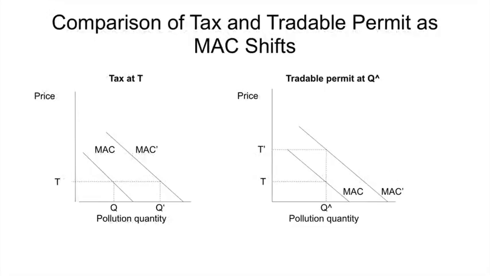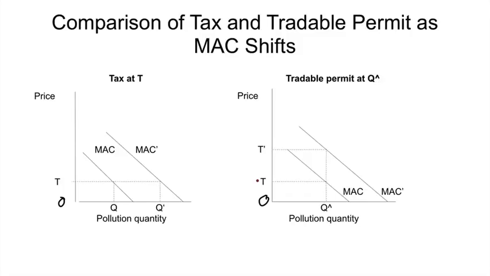So here we've got the story of our pollution. We've got our aggregate amount of pollution on the horizontal axis as before. We've got the price of pollution on the vertical axis, beginning at 0 and working its way up. On this diagram, we have a tax at level T, and on this diagram we have a tradable permit at quantity Q hat. Let's suppose we start with the initial MAC curve. Then the tax, T, is set by government, and the market tells us that the pollution will be quantity Q. If we have the same marginal abatement cost curve with the tradable permit, we set the quantity Q, and that gives us the price T.